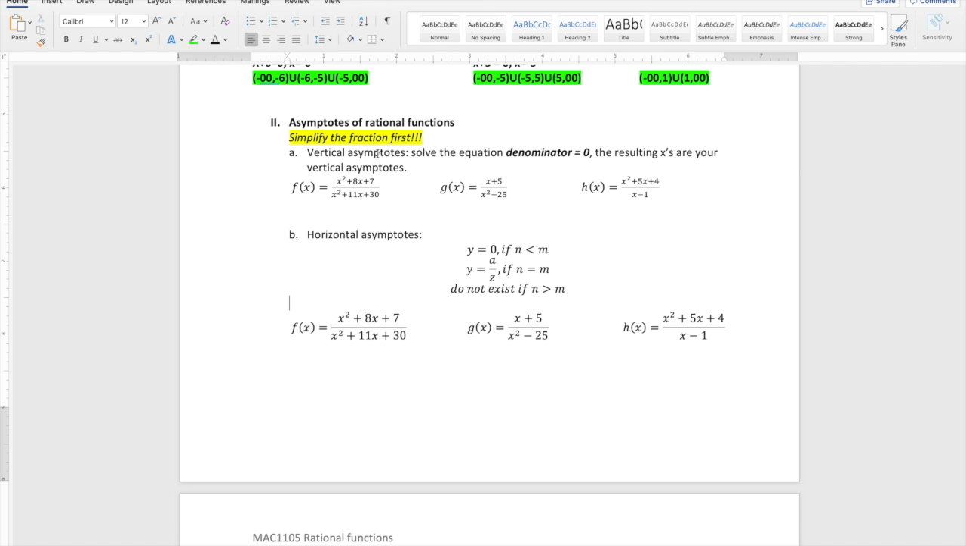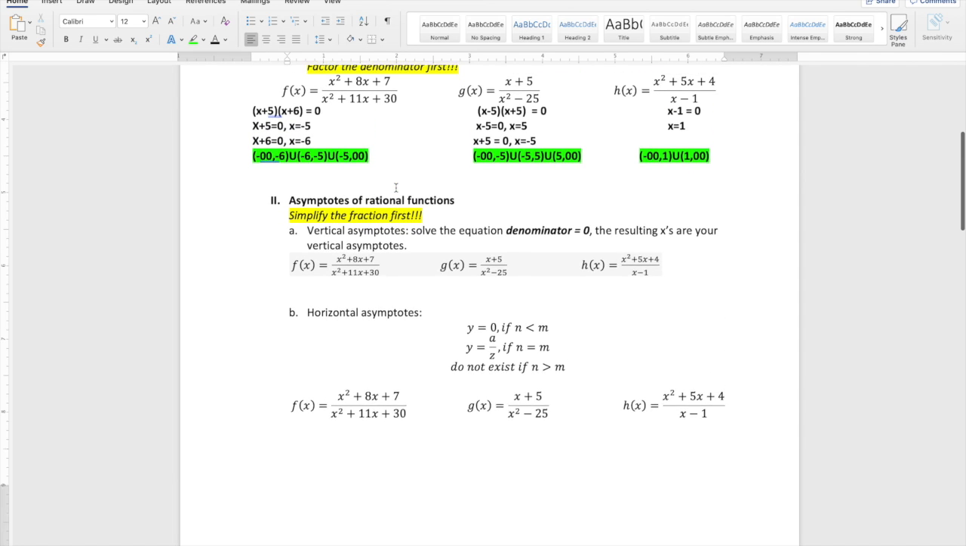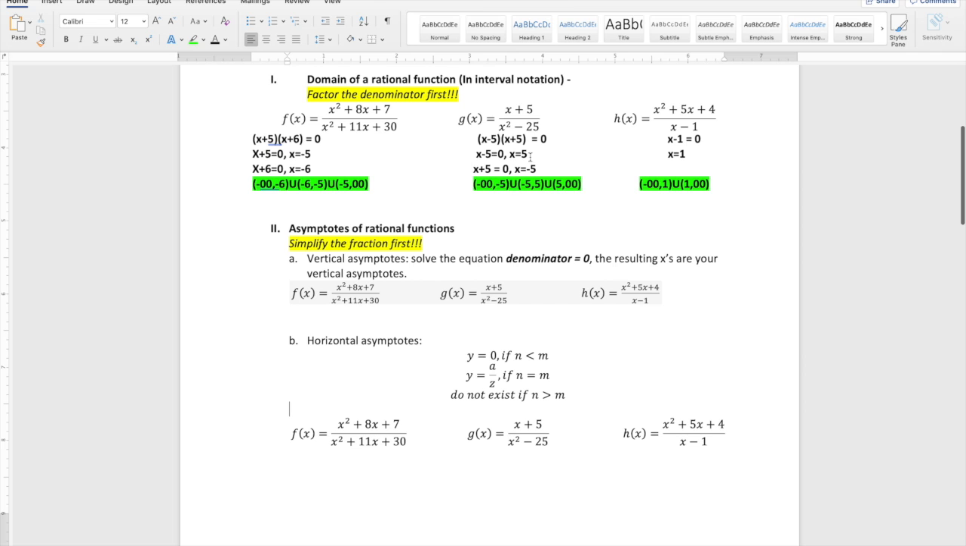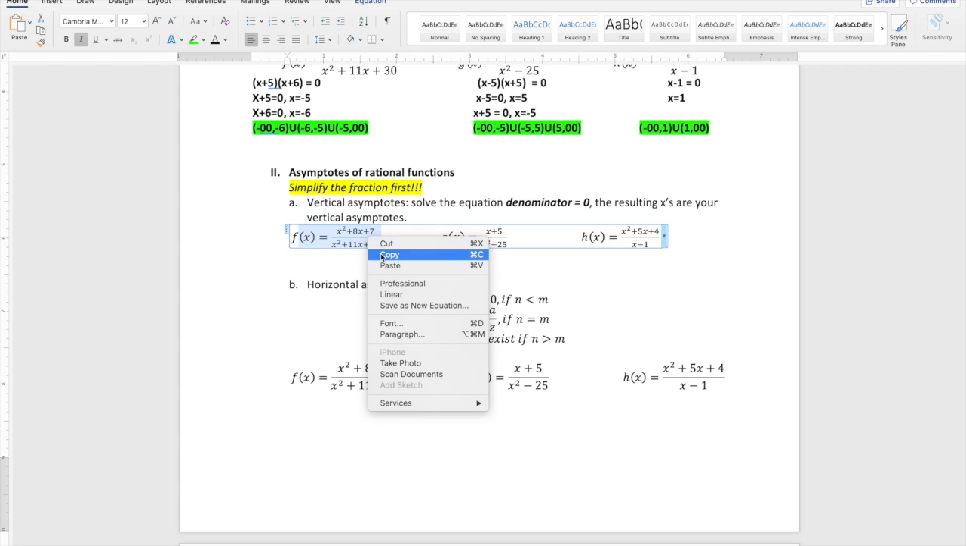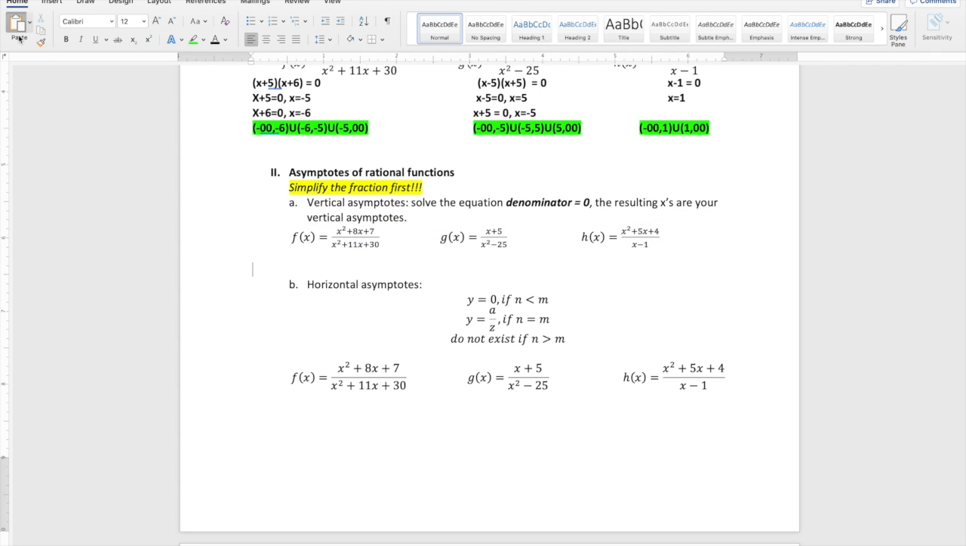So to find the vertical asymptote, you need to solve the equation denominator equals 0 and the resulting x's are your vertical asymptotes. But we must simplify the fraction first. So basically, we're going to be doing the same exact work we did for domain over these rational functions, but you have to just simplify the fraction. For domain, you don't need to. You shouldn't. All right, so to simplify this fraction, the function f, I'm going to first copy it to make it easier for me to type the fraction.